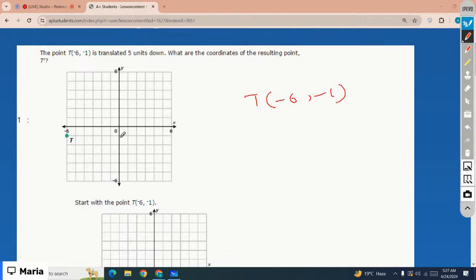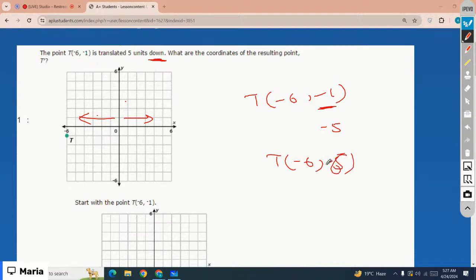You have to move the point 5 units down, right? So up and down movements change the y-coordinate, because up and down movements are on the y-axis, and right and left movements change the x-coordinate. That means you need to add, no, down movement, you have to subtract 5 from the y-coordinate.